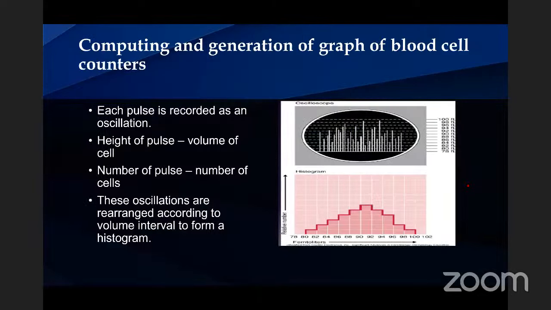So please remember, whenever we are using blood cell counters, this is the most important instrument. Okay, so remember, height of the pulse is equal to the volume of the cells, and the number of pulses is equal to the number of times the pulses are coming, that is equivalent to the number of cells. Okay, and when we arrange these oscillations, we get a graph like this, and therefore we get a histogram.